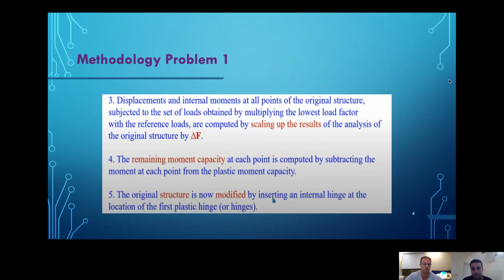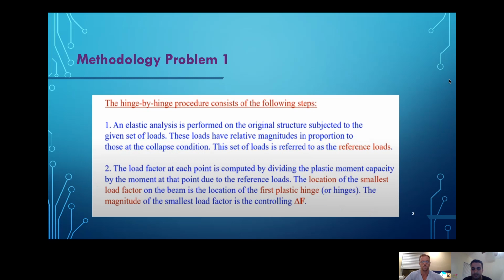So here we have the procedures that we use to solve this kind of problem, also using Mastan program modeling. The first step is saying that an analytic analysis is performed on the original structure subjected to the given set of loads. These loads have a relative magnitude in proportion to those at the collapse condition. This set of loads is referred to as the reference load.